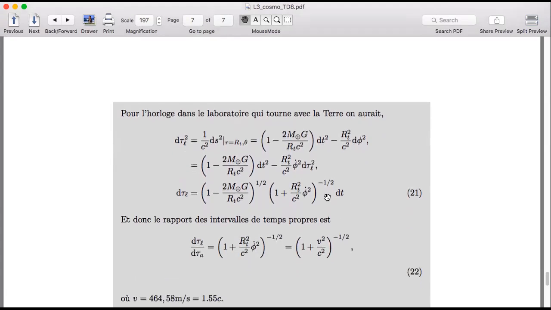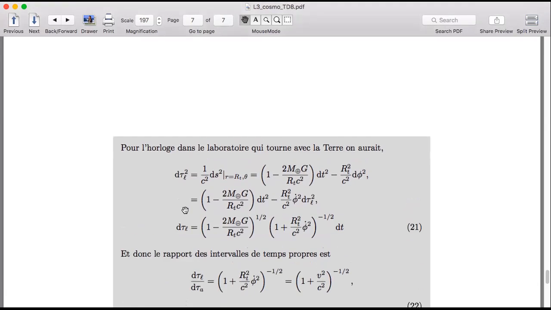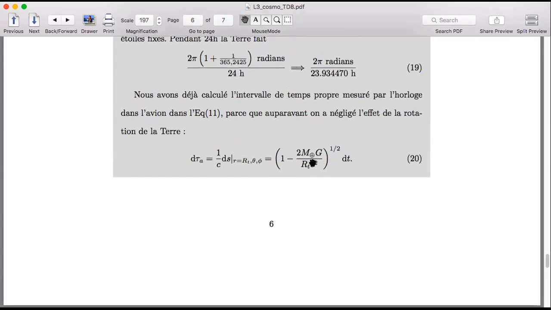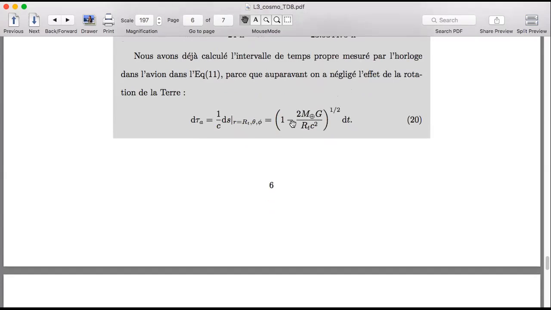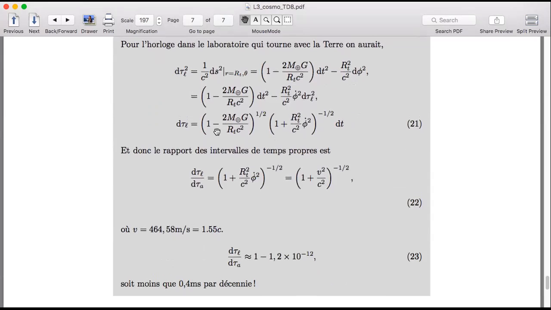And now again, we want to take the ratio of the proper time measured by the laboratory clock and the airplane clock, and this term exactly cancels this term, including the coordinate time interval, and so you just have the ratio of these proper times given by this term here.